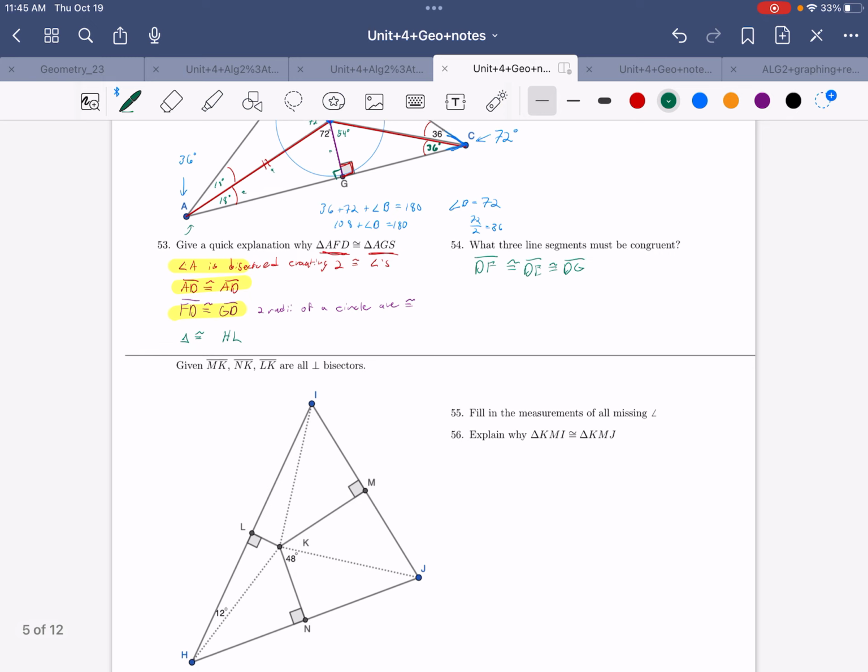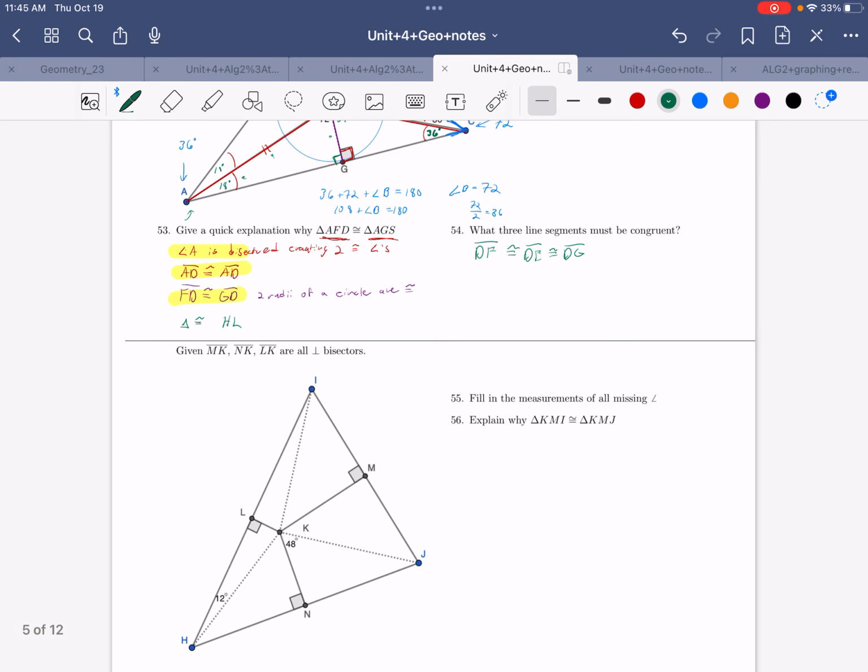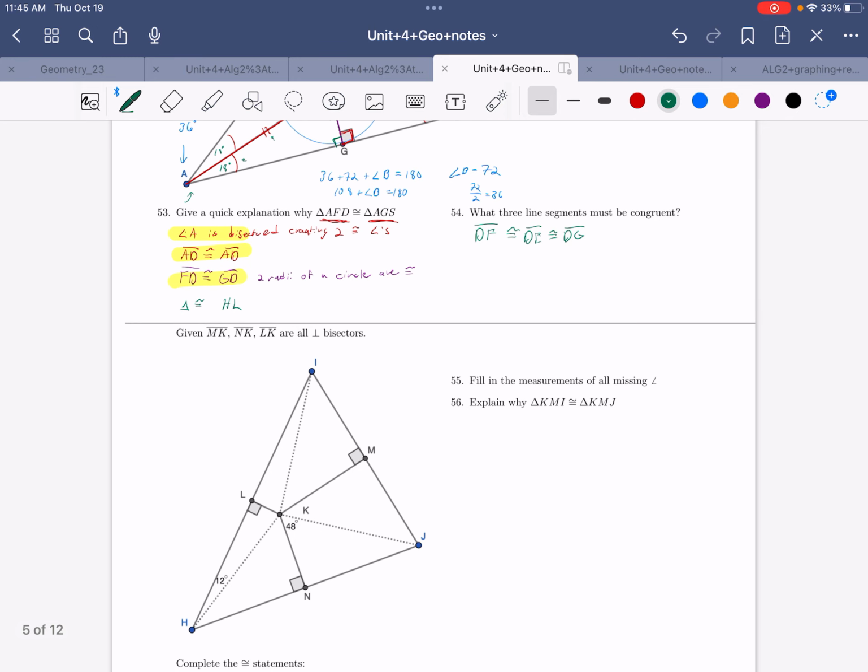Okay, I'm going to now do perpendicular bisectors. Perpendicular, if you remember, creates right angles. Bisectors, well, since this bisects the side, the bisectors actually create congruent line segments. Okay, so fill in the missing angles.